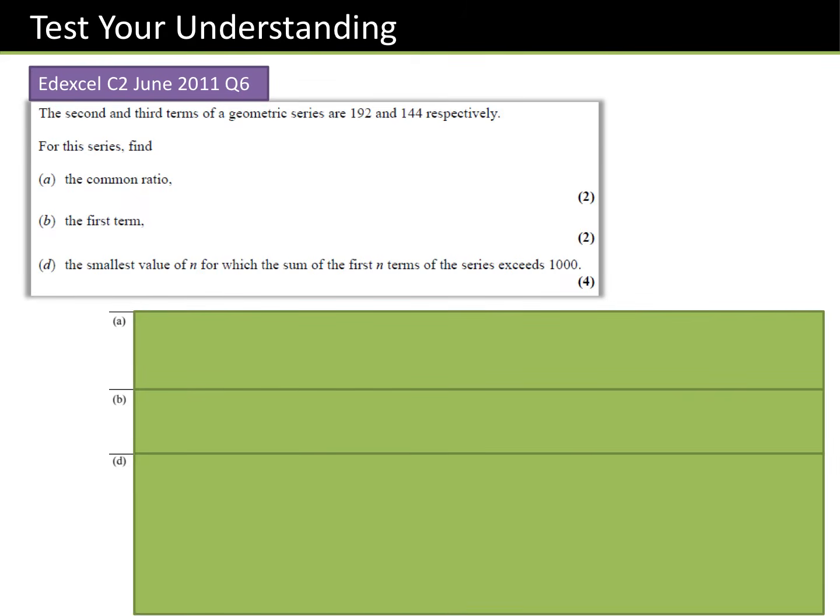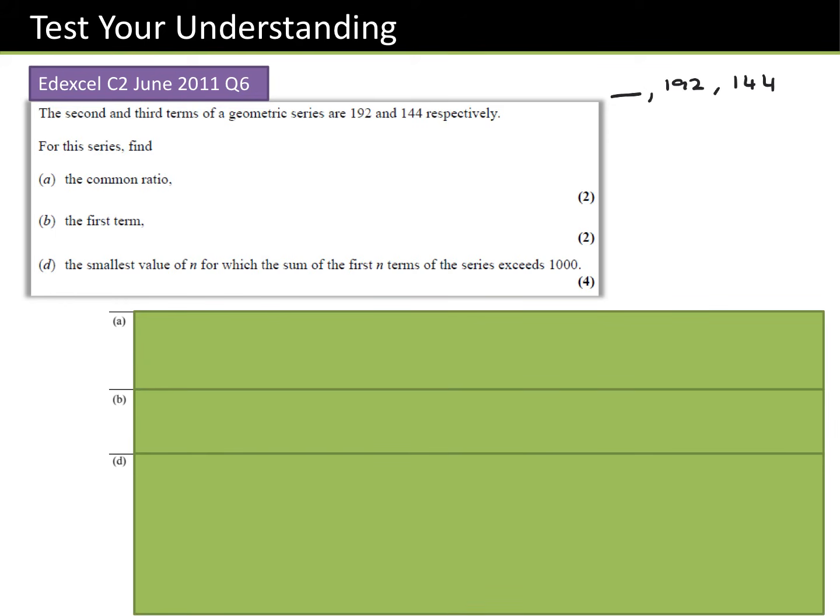Okay, test your understanding. 8 marks, 8 minutes. The second and third terms of a geometric series are 192 and 144 respectively. So I really like to write this down. So the first one we're not sure yet. Second is 192, third is 144. For this series, find the common ratio.